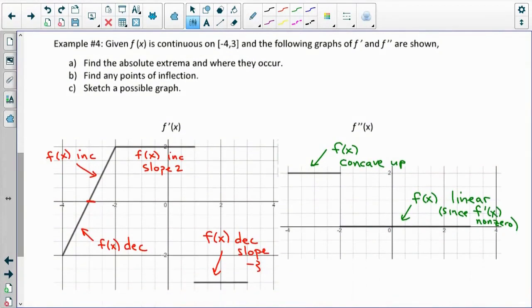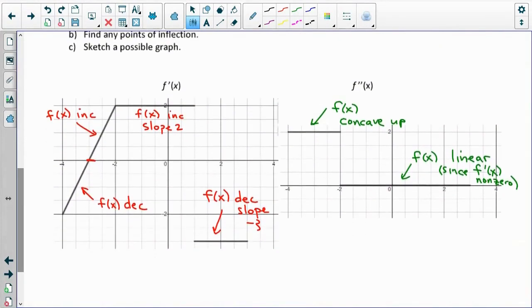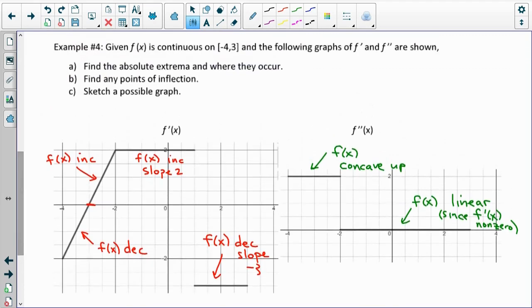Example 4, if I take a look at example 4, I'm going to have the same stuff, but then my graph is going to have a slightly different look to it. I have a decreasing slope from -4 to -3, an increasing slope from -3 to -2, an increasing slope that's constant. So the slope is 2 from -2 to 1. And then from 1 to 3, I have a decreasing constant slope of -3. One thing I forgot to point out is that this is continuous on -4 to 3.